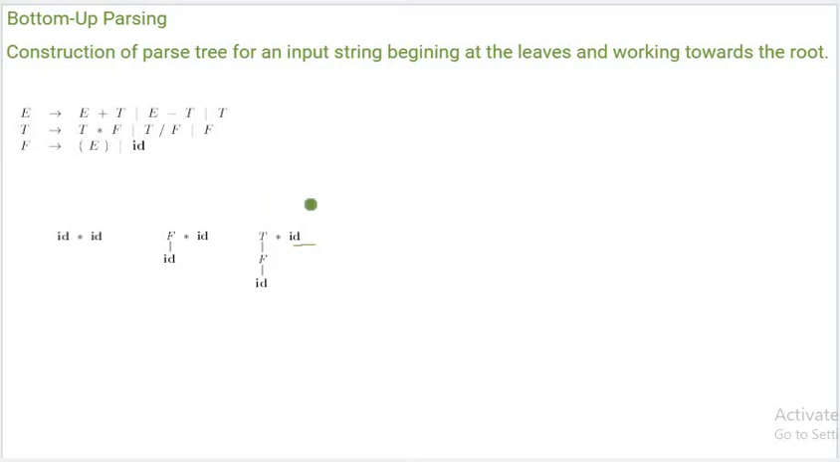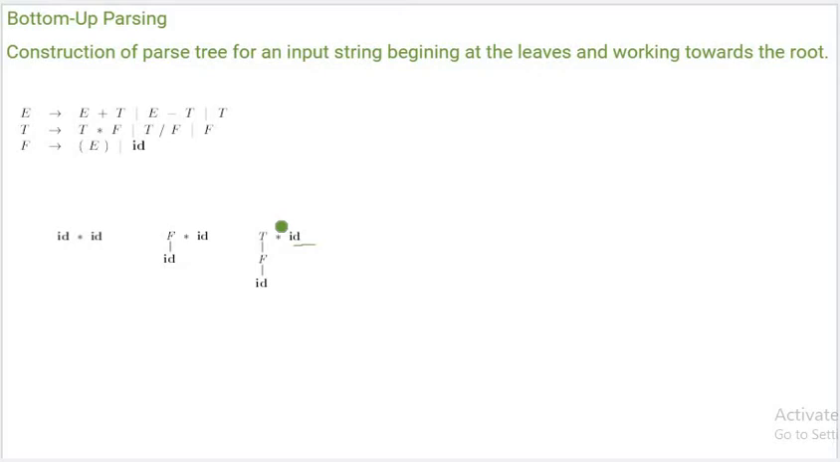So next what we can do is we can try to consider some other substring as a handle. Now let us try to have it as T star ID. When you have T star ID, no production will be matching with it. So T star ID can't be a handle. So let us try to have ID itself as a handle. So when you have ID itself as a handle, yes, ID is matching with the production F tends to ID.